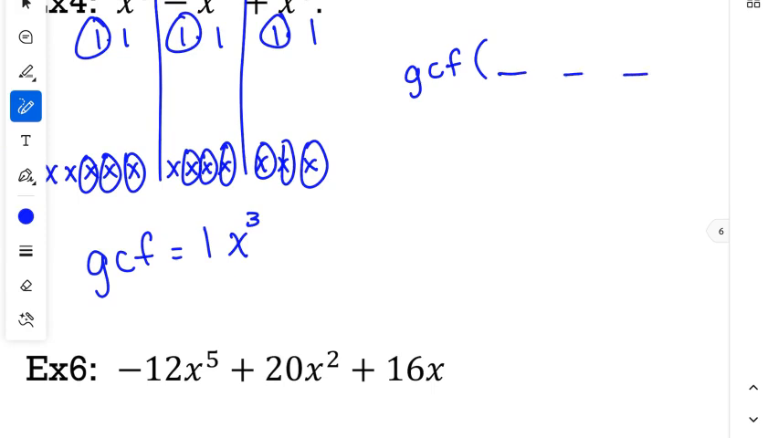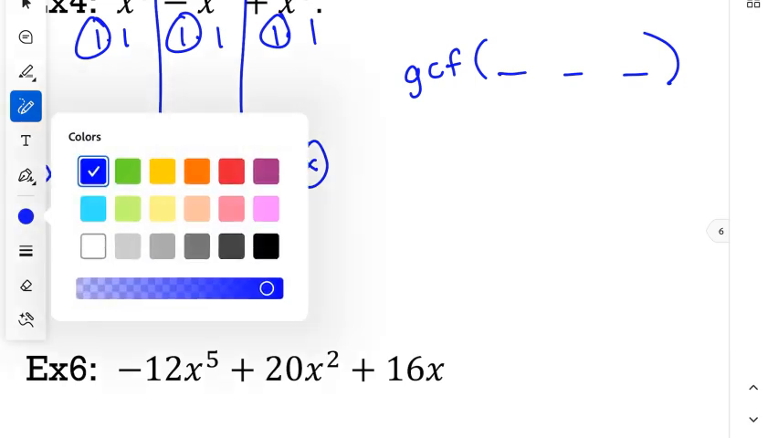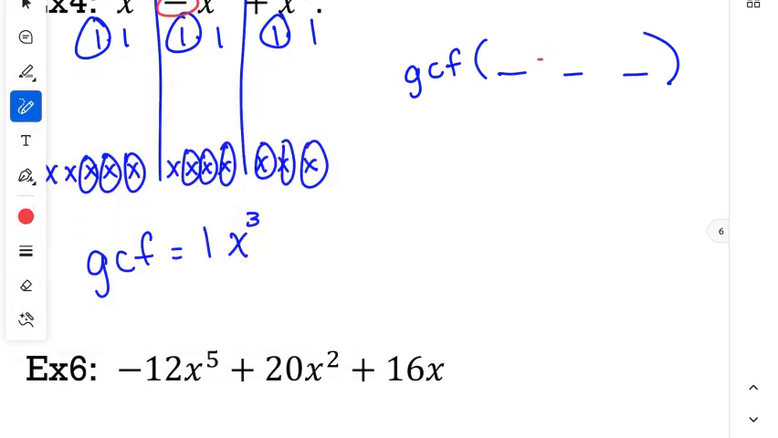So on this one, I'm going to have my GCF out front, and then I have 3 spots I need to fill in the blank for. And I'm going to keep the sign, so this is subtract, and this is add. And this would be add.